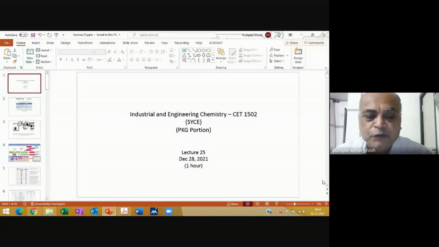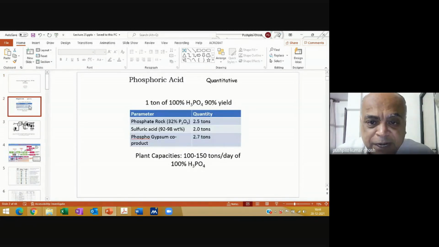Good morning, everyone. We were discussing the production of phosphoric acid, and we went through the process. Just to give you an idea of the requirements, to make 1 ton of phosphoric acid with about 90% yield, you require about 2.5 tons of phosphate rock. Over here, you have 32% as the P2O5 content in the rock, and you can work out what it means in terms of how much phosphoric acid you'll theoretically get from this, and how it compares.